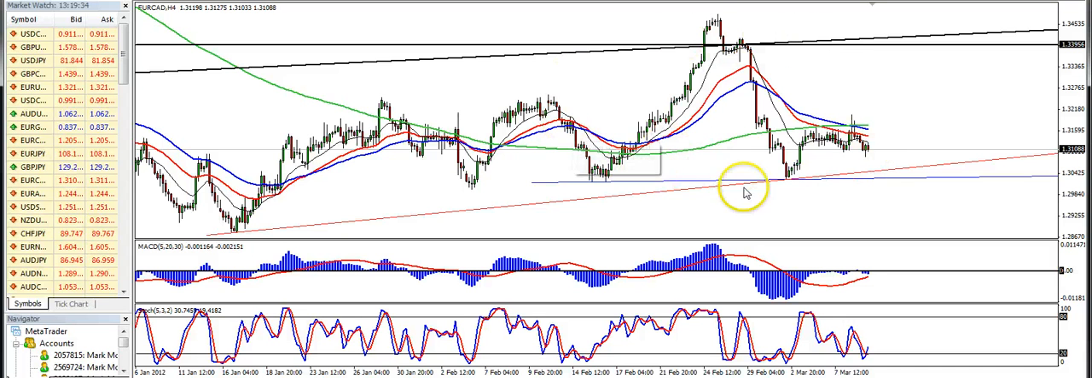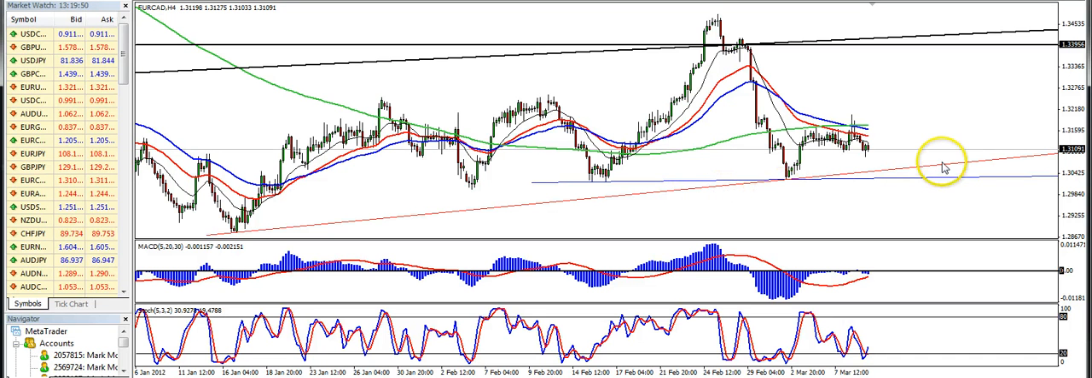What we've got here on the 4-hour chart is a nice head and shoulders top pattern. There's my left shoulder, there's the head, and the right shoulder is just here. And so this is my neckline, and on the 1-hour chart that's a 3 contact point support line as well.